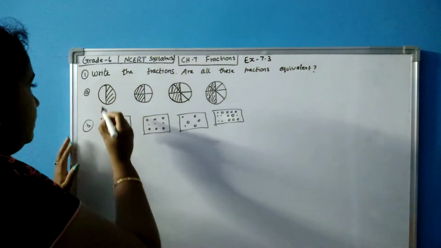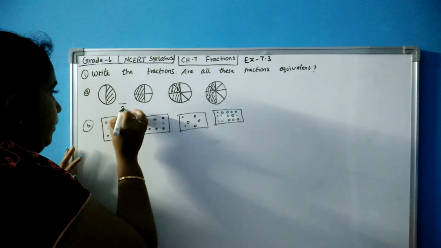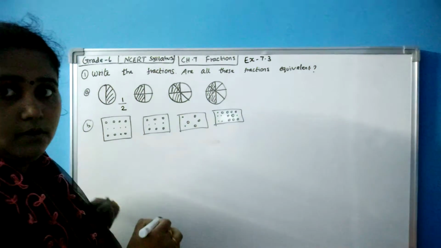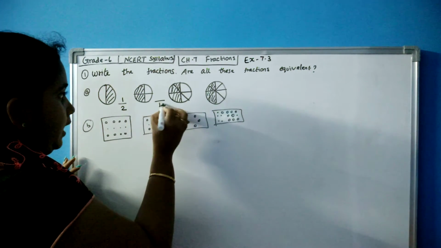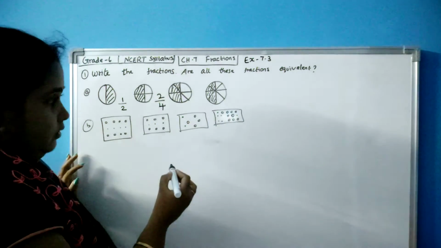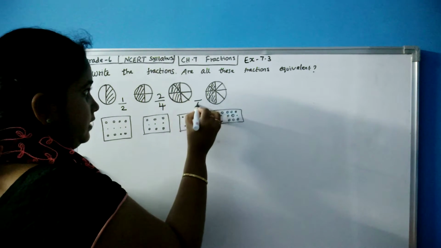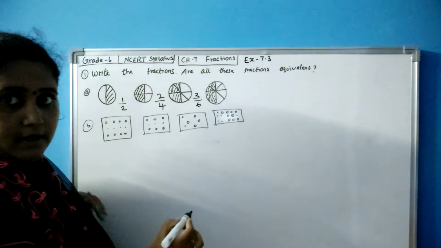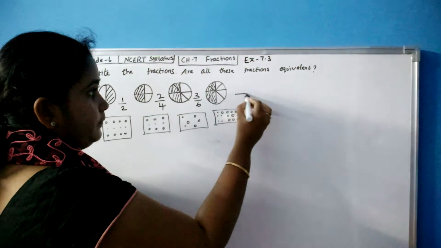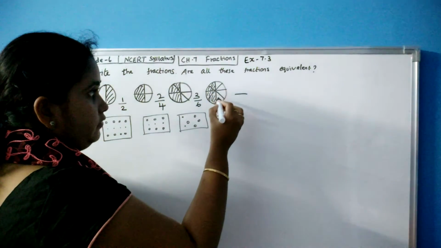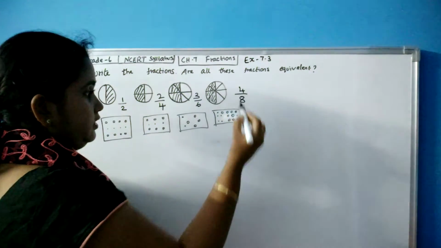See the first sum. One part is shaded, one part is not shaded. So out of two parts, one part is shaded. Okay, that is 1 by 2. Here 1, 2, 3, 4. Out of 4 parts, 2 parts are shaded. Okay. So here 1, 2, 3, 4, 5, 6. Out of 6 parts, 3 parts are shaded. If you check, see here 1, 2 and 3. Okay. And then see here, out of 1, 2, 3, 4, 5, 6, 7, 8. Out of 8 parts, 4 parts are shaded.